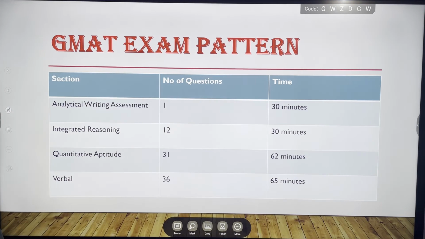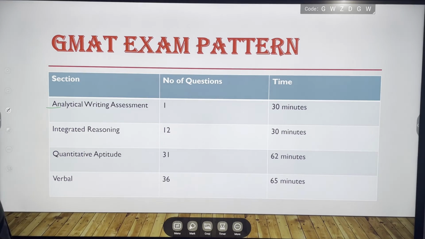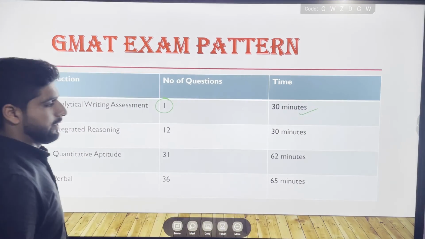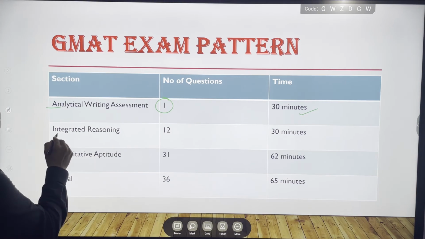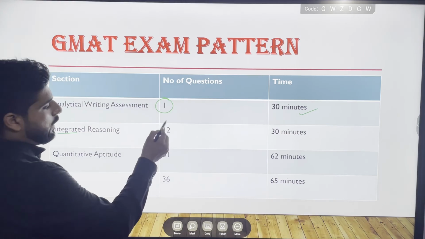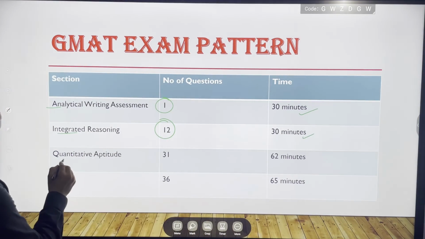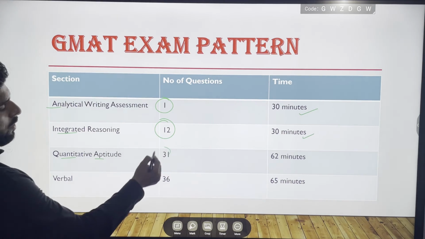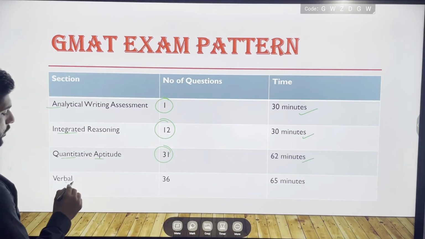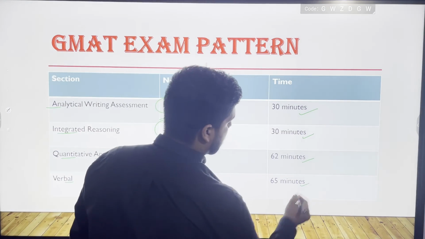Now regarding the exam pattern, first of all there will be an analytical writing assessment where you will get one question and the time will be 30 minutes. The second one will be integrated reasoning, or we can say DI, where you will get 12 questions with a time of 30 minutes. Then the quantitative aptitude part, 31 questions, time limit 62 minutes, and in the last you will get verbal with 36 questions, time limit 65 minutes.